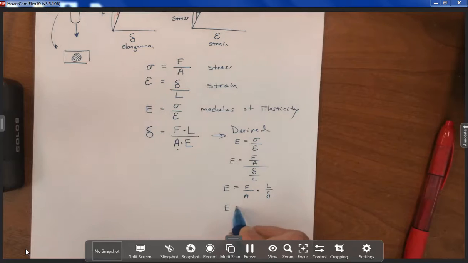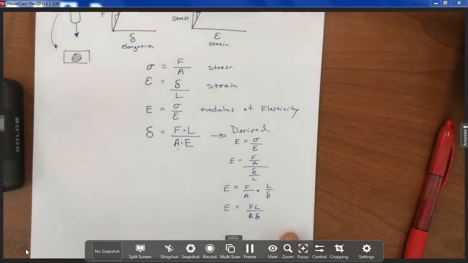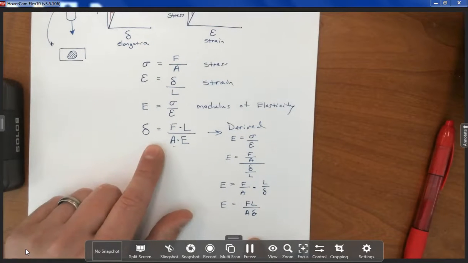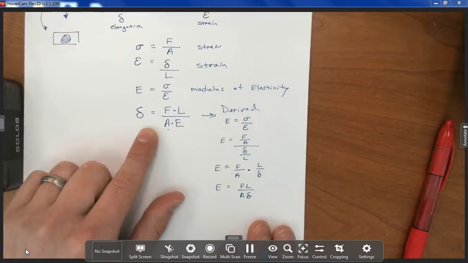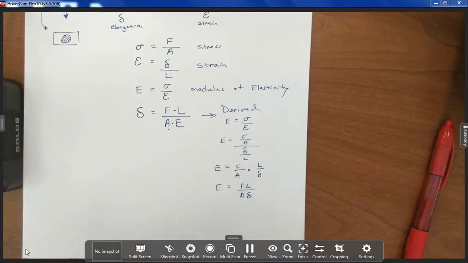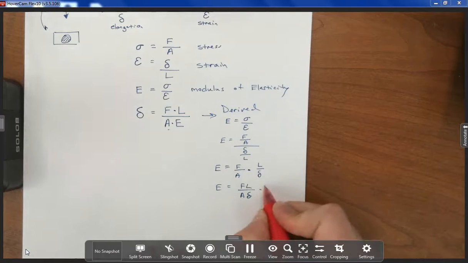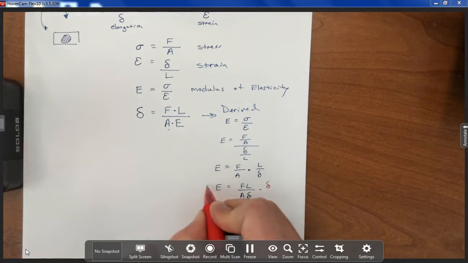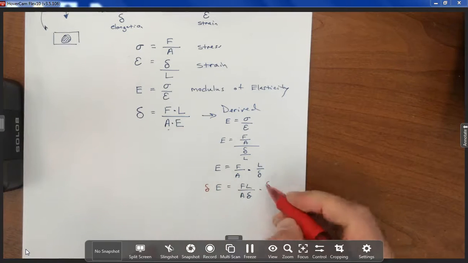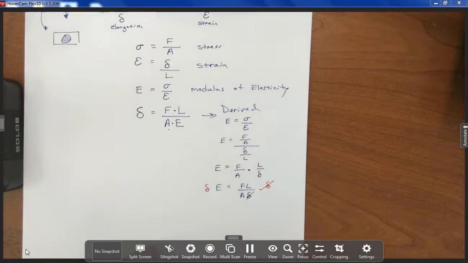And we can rewrite that as just one fraction now. Multiplying fractions, we go straight across. And you can see we're getting closer. But at this point, we've manipulated it so that elongation's been solved for. So I would multiply both sides by the elongation, to get that to cancel.